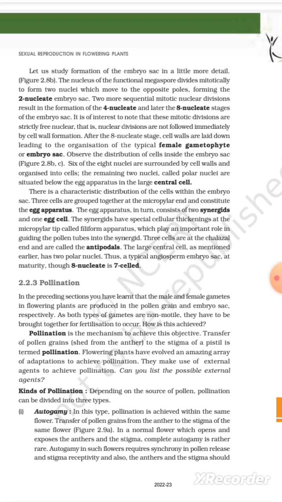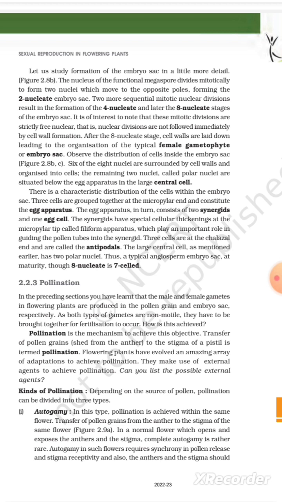Kinds of pollination depending on the source of pollen. Pollination can be divided into three types. Autogamy. In this type, pollination is achieved within the same flower. Transfer of pollen grains from the anther to the stigma of the same flower, figure 2.9a.